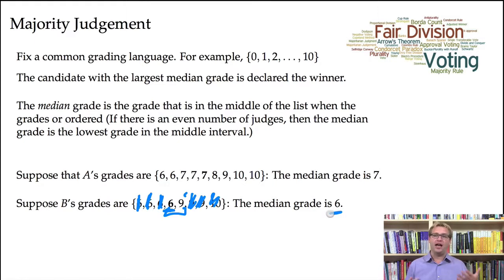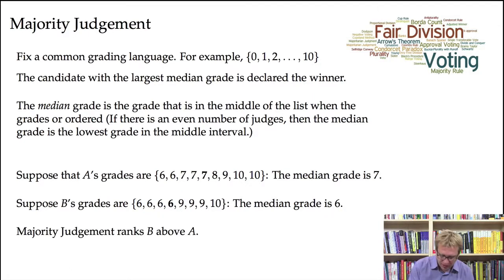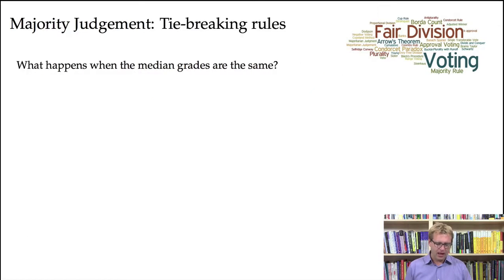Then the candidate with the highest median grade will be ranked higher. So in this case, A will be ranked above B, because A has a higher median grade. It's a bit unfair because we have a different number of voters in these two cases, but you get the point.